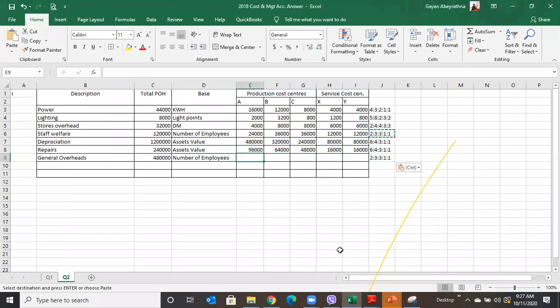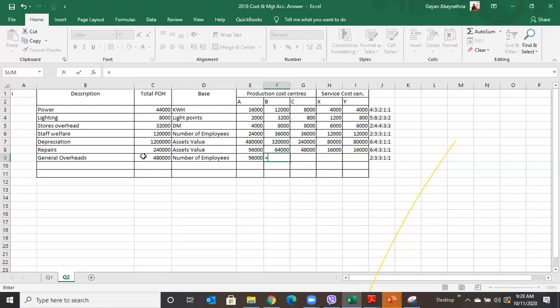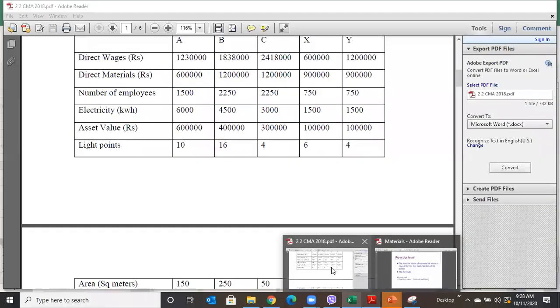Then the number of employees ratio we calculated earlier: 2, 3, 3, 1, 1. Then 5, 8, 10. Divided by 10 into 2 here, divided by 10 into 3 here also, here divided by 10. Okay, is this correct? Correct.